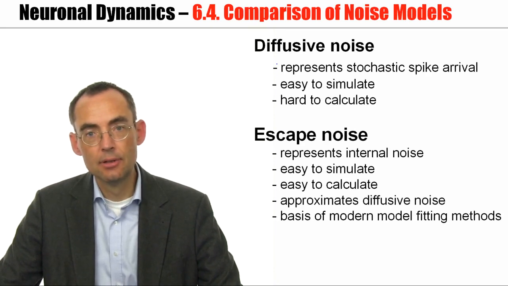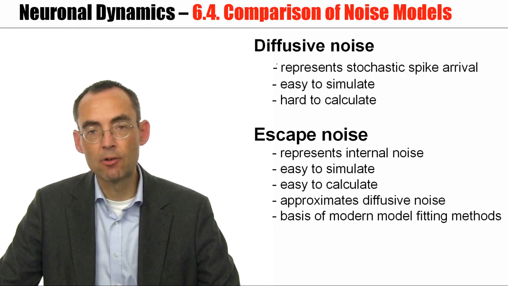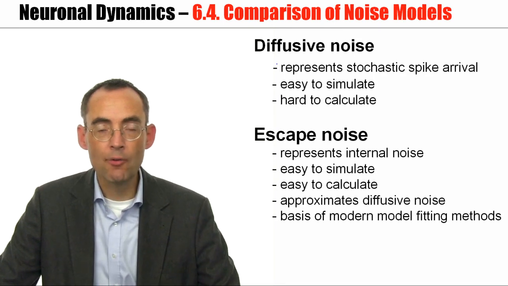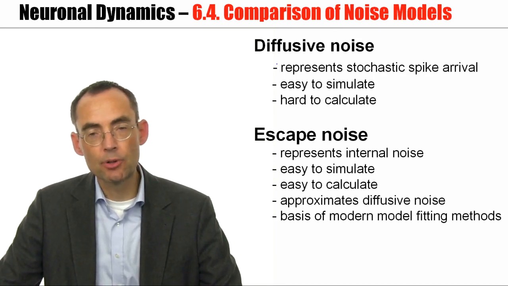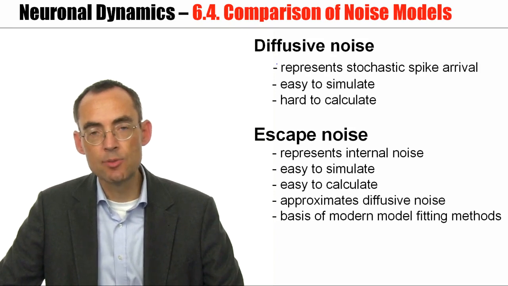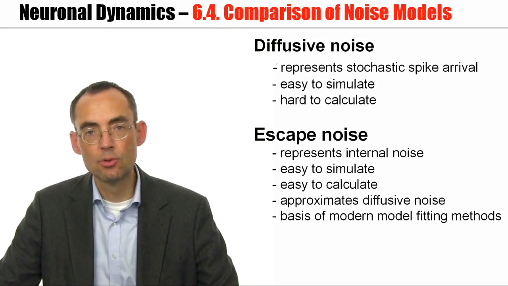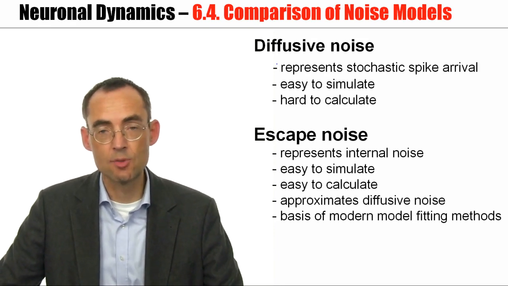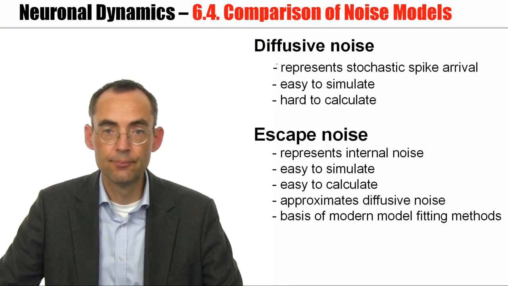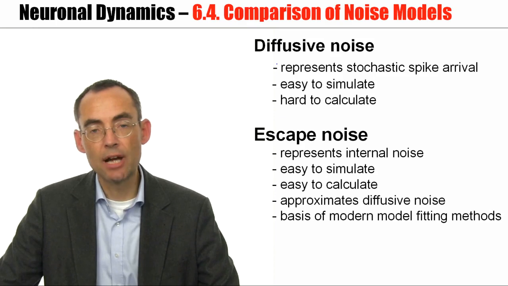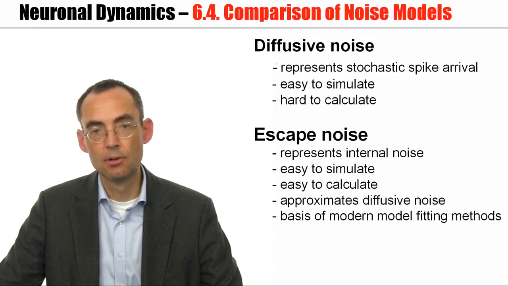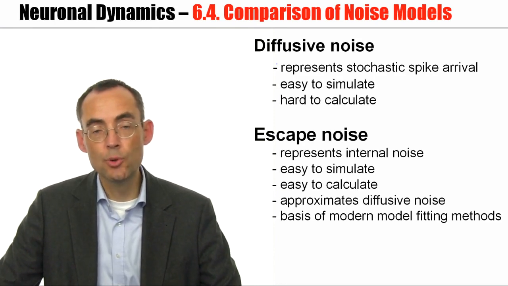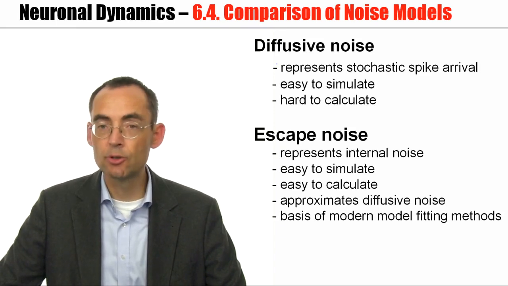It does not have the interpretation of stochastic spike arrival. At the start, it's more like an internal noise model. However, as we have seen, with the appropriate choice of escape rate, the escape noise model gives a very good approximation to the diffusive noise model, and therefore indirectly accounts for stochastic spike arrival as well. The advantage of being able to write down the interspike interval distribution and hence likelihoods is that we can use this as a basis for neuron model optimization. And that's what we'll do next week.